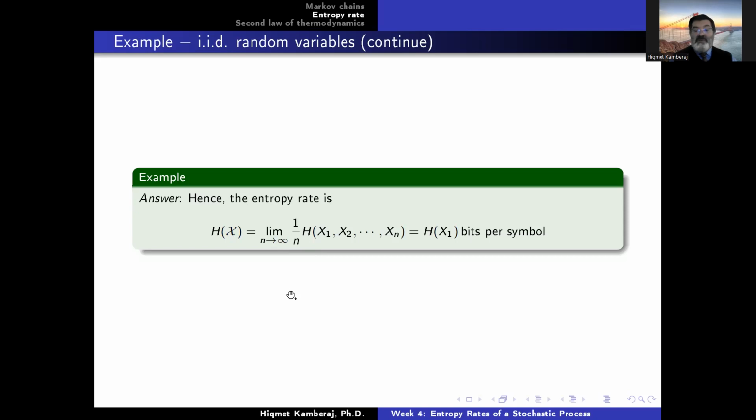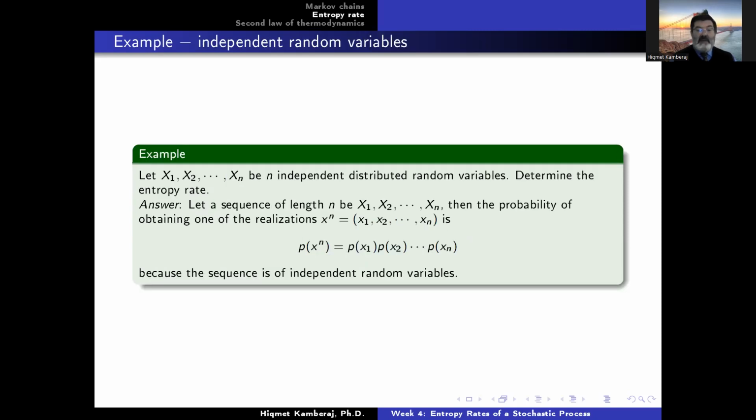Then the entropy rate is simply the limit when n goes to infinity of 1 over n times the joint entropy. The joint entropy is equal to n H of X1, and n cancels out. Then I obtain, for the same reason as before, H of X1 bits per symbol. Now we remove the identical condition from the IID.